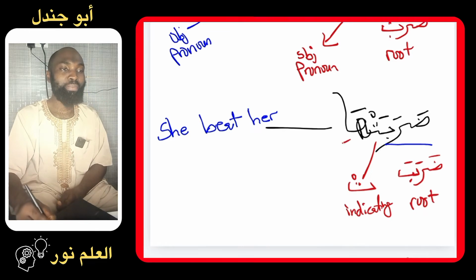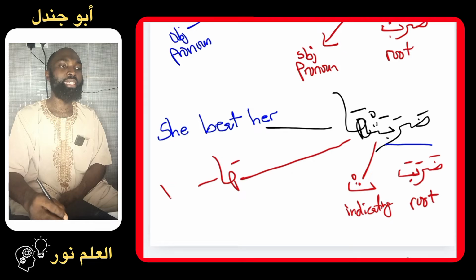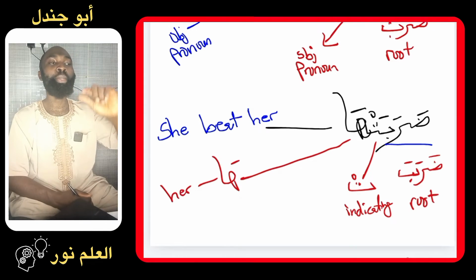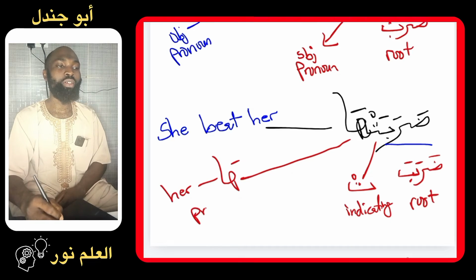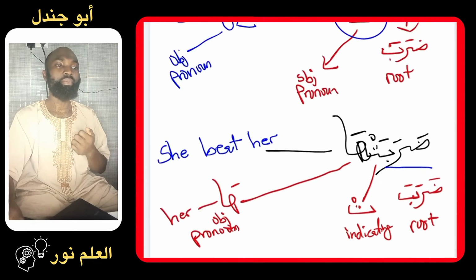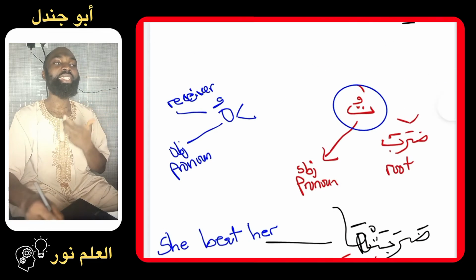Now look at the last part, which is ha. This ha is also a pronoun. This pronoun means her. So dorobatha, she beat her. So this pronoun is the one that we consider to be the object pronoun, because it is the receiver of the action of beating. Is this understood? So let's consider more words like this.